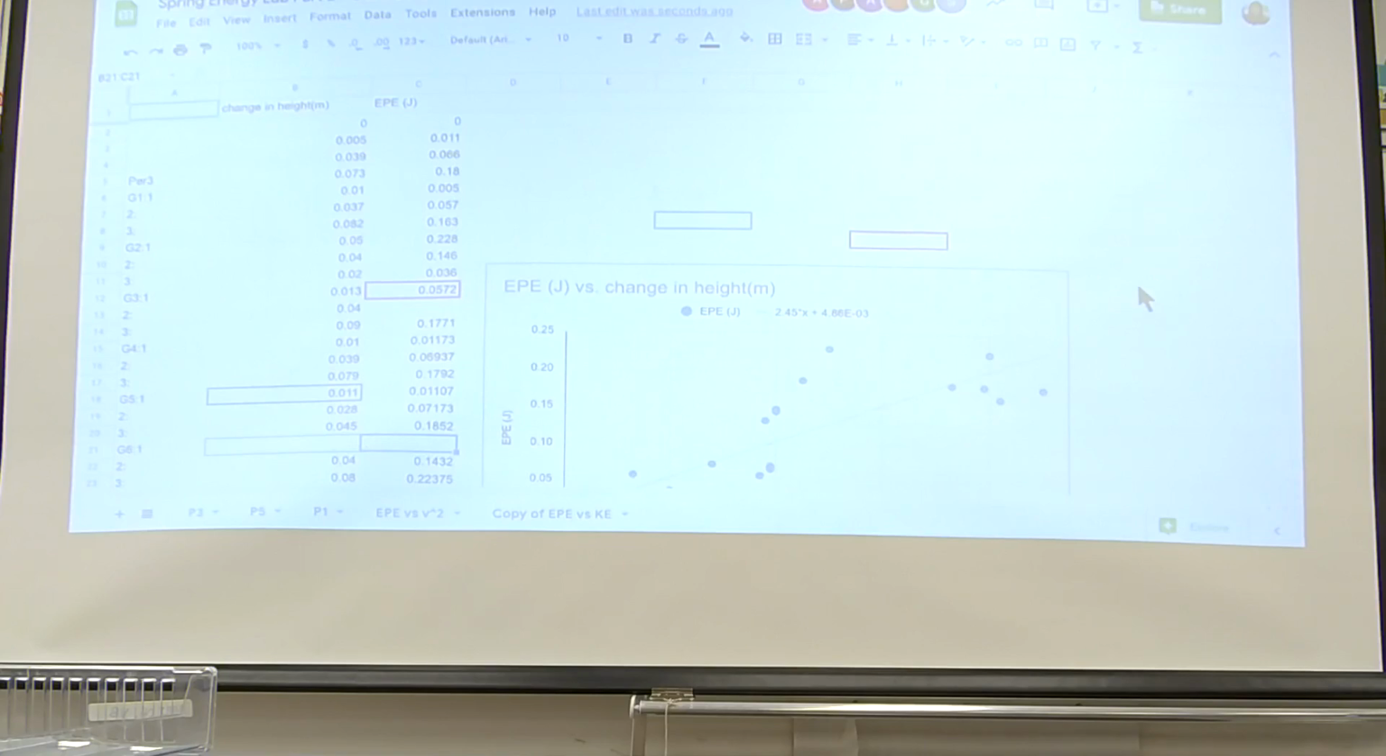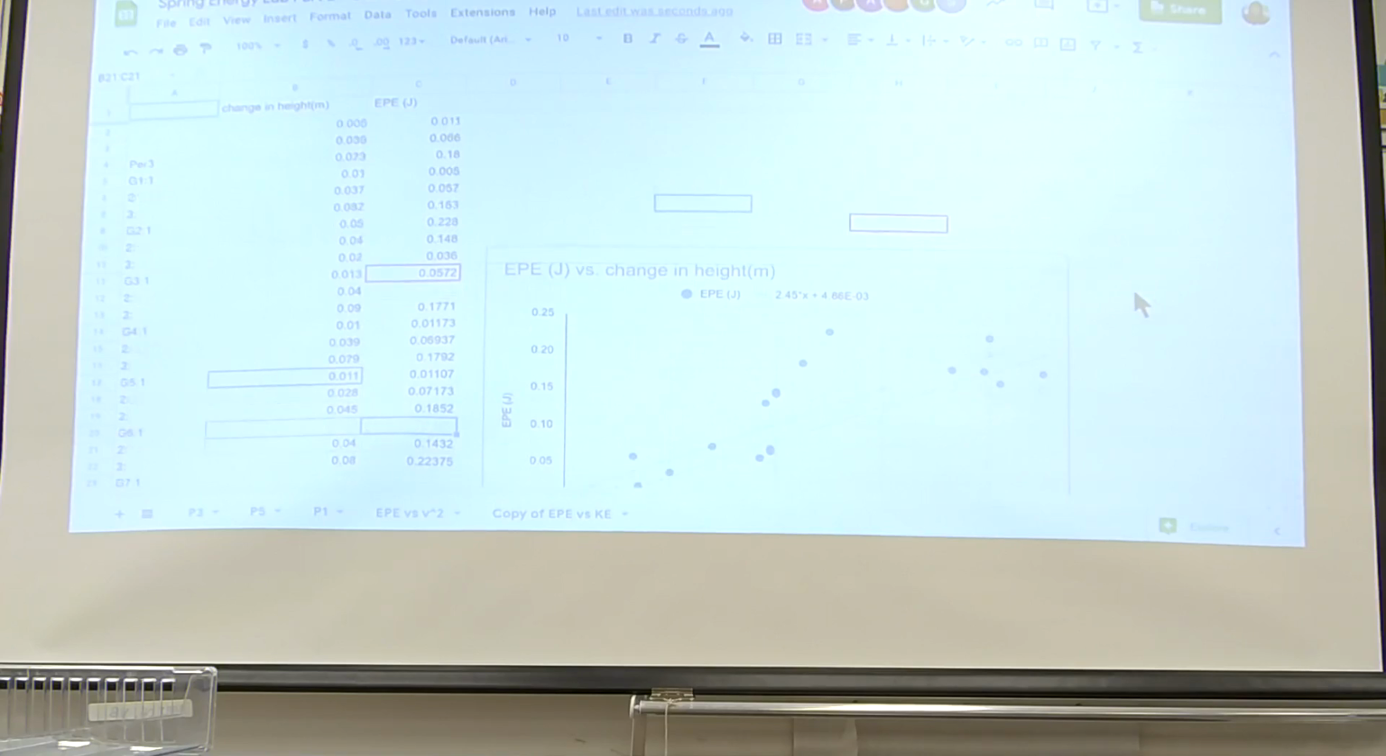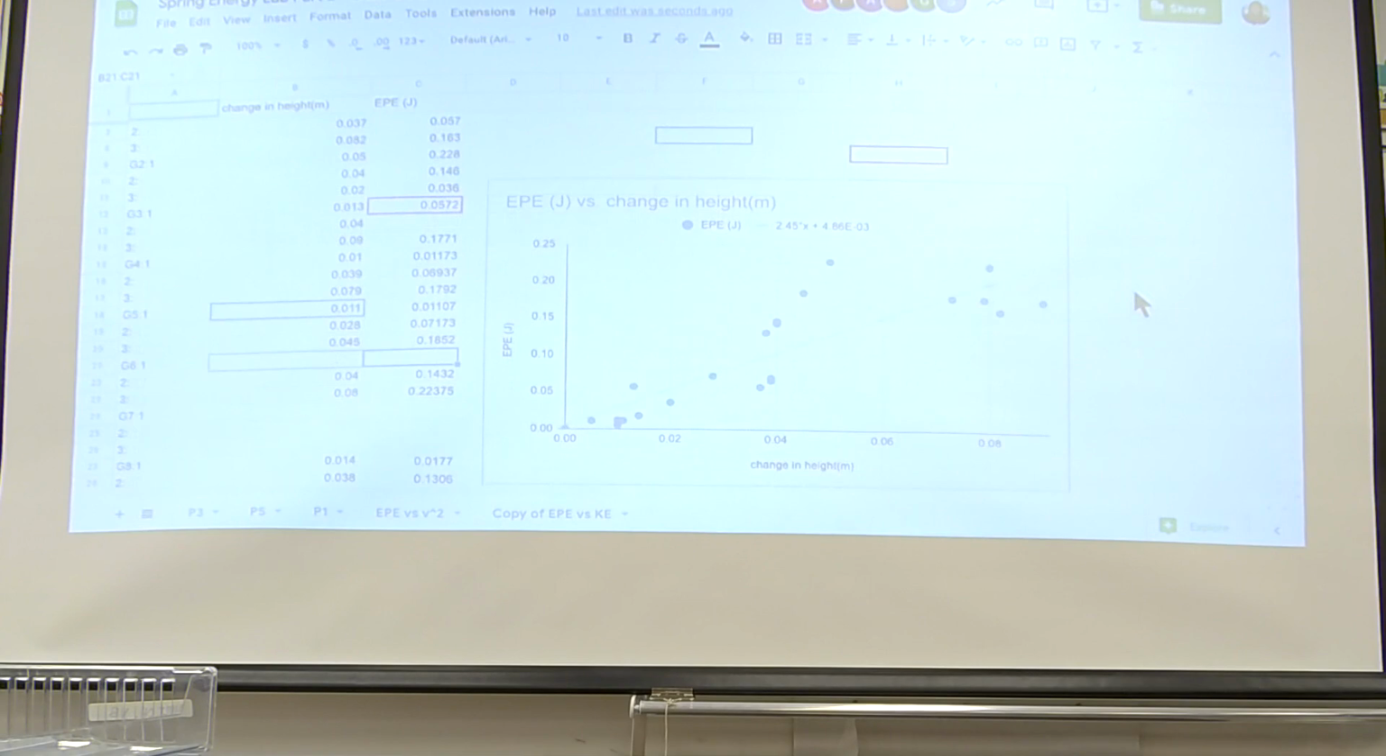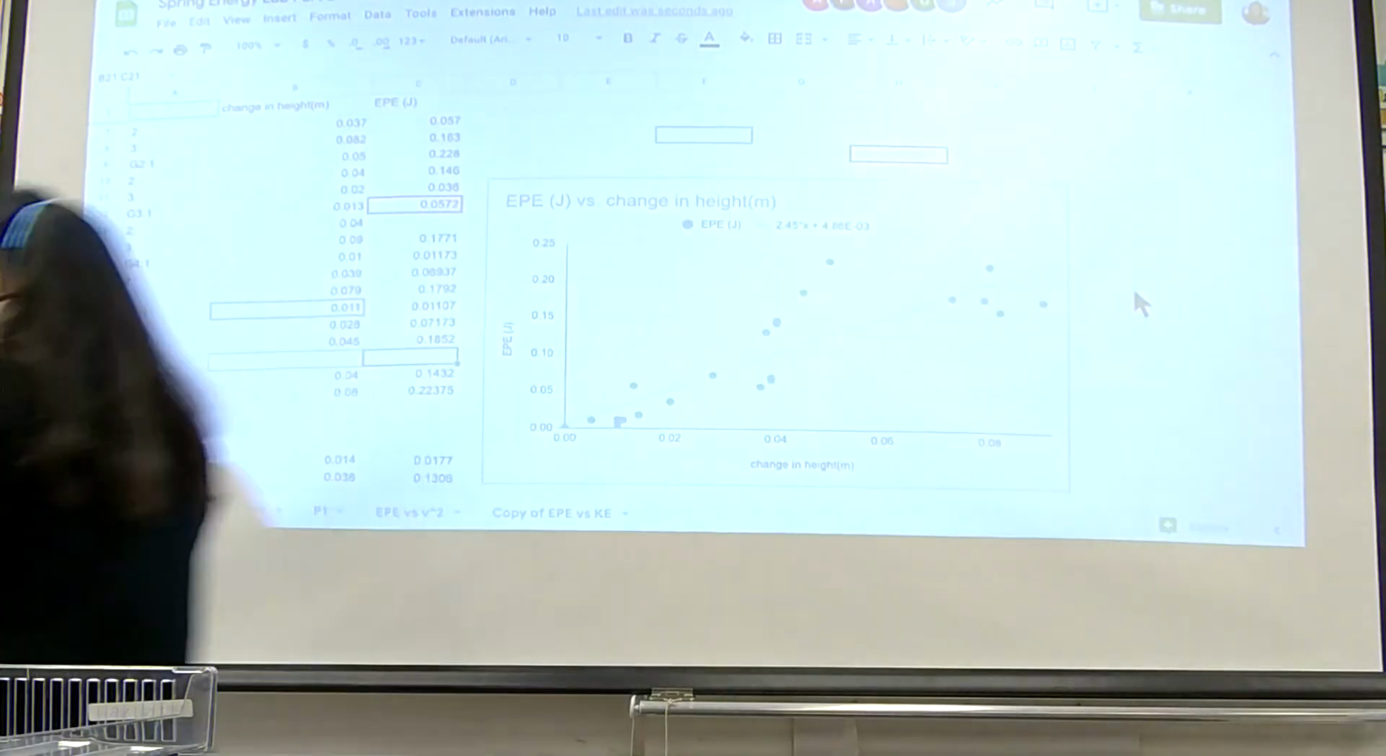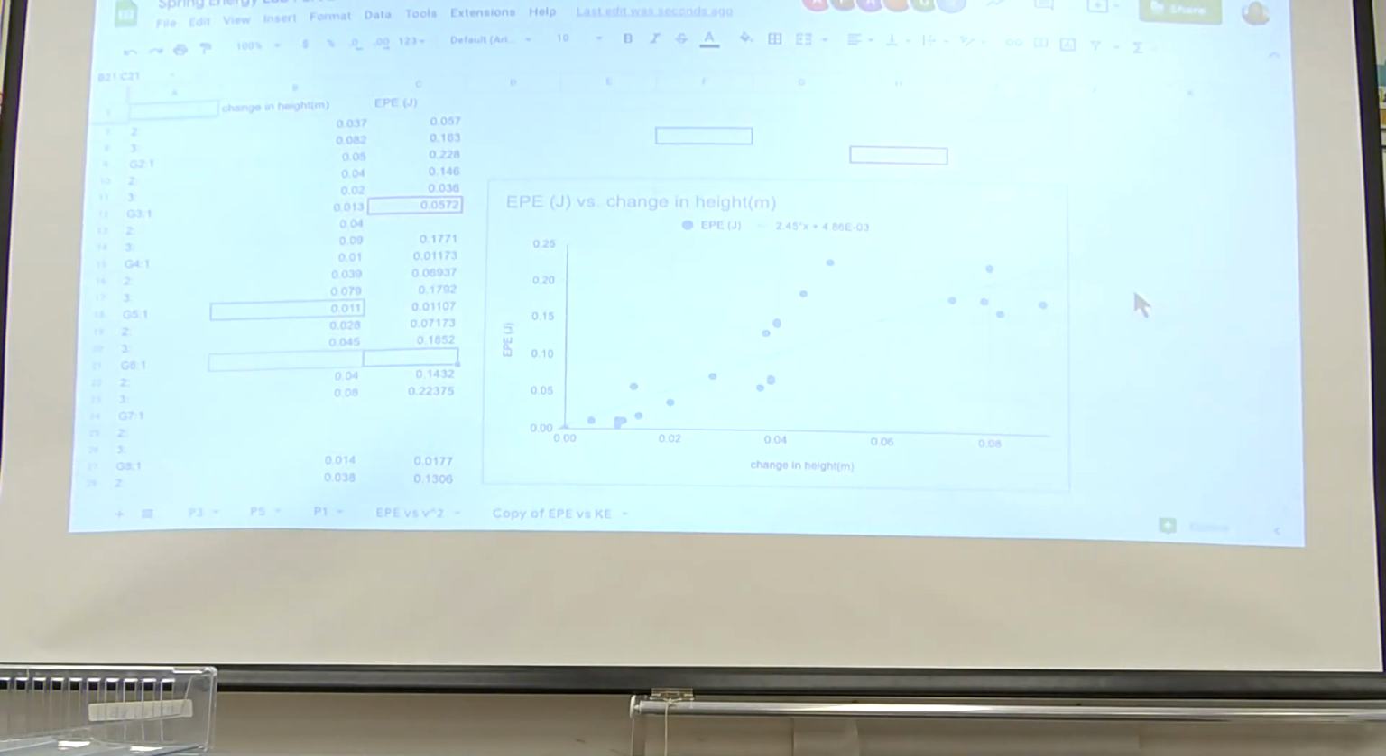We've got a mathematical model. I want you to write this down. For number 10, it says we have to write a mathematical model relating height to initial energy. So our mathematical model starts off with y equals mx plus b.